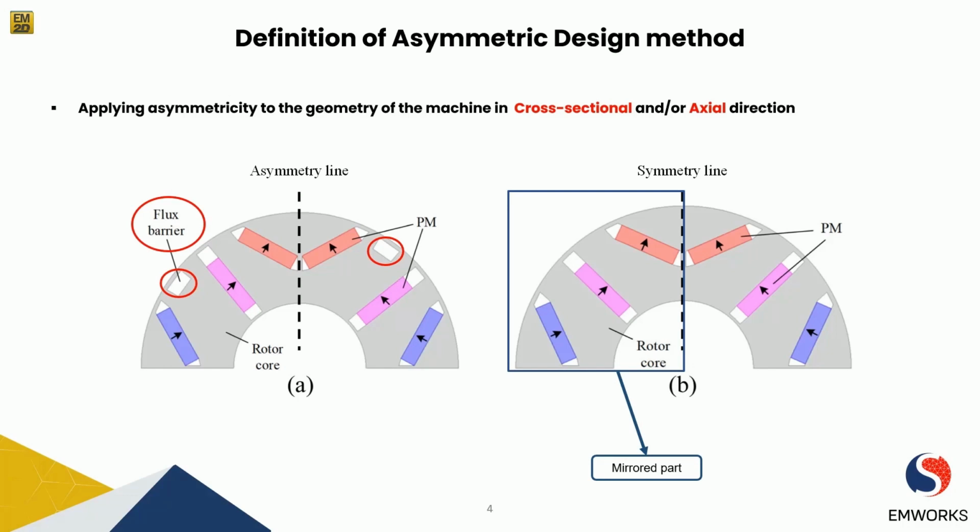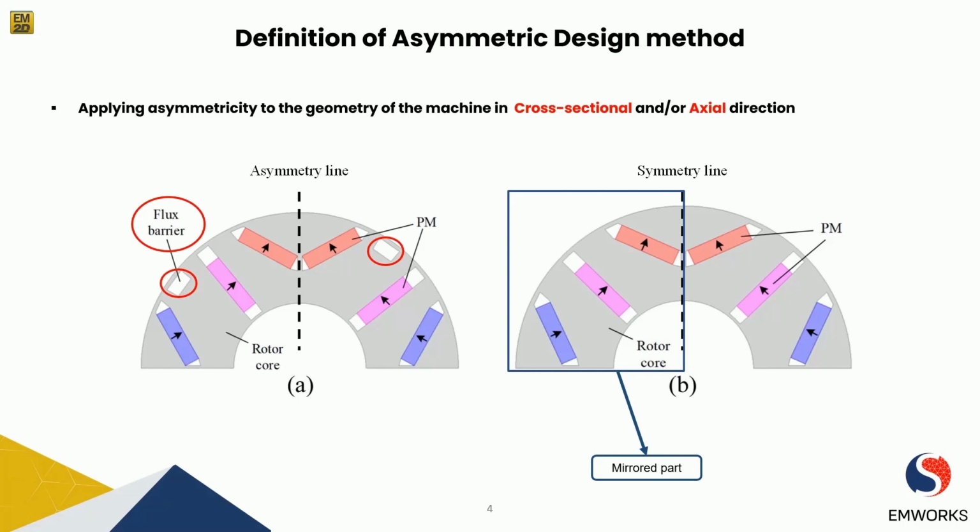The asymmetric design method, we can define it as changing and applying asymmetricity to the geometry of the machine in both, for instance, cross-sectional and also axial directions. For example, as you can see on the right-hand side, the picture is showing us a conventional permanent magnet machine, an interior permanent magnet machine with an example permanent magnet configuration.